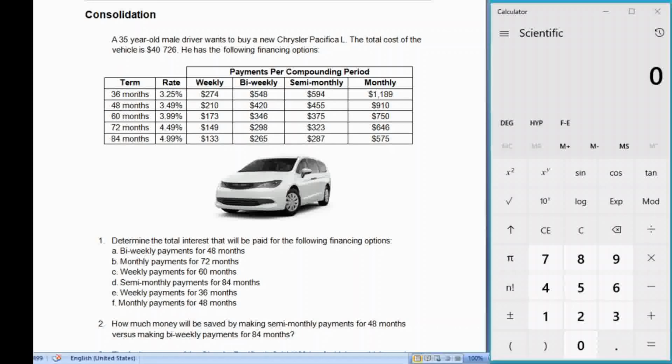So you'll be asked, it says determine the total interest that will be paid for the following financing options. So we have biweekly payments of 48 months. So from there, you'll need to read through this table to find out what the biweekly payments for 48 months are, and we have to find the total interest. So biweekly payments for 48 months is $420.